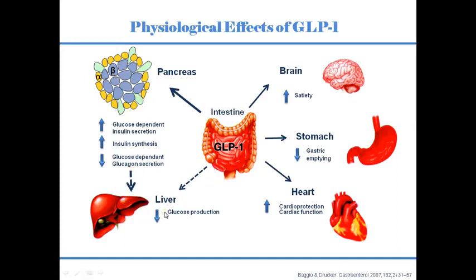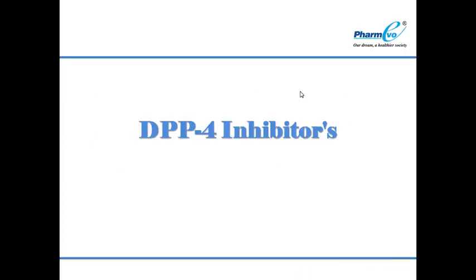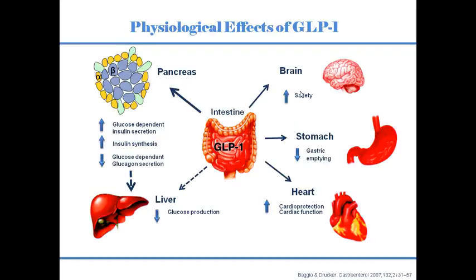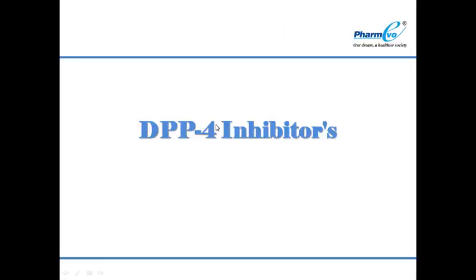This GLP-1 also has an effect on the liver and decreases glucose production. It acts on the brain and causes satiety, so the man thinks that he doesn't need to eat more. Not only that, it also affects the stomach, where it decreases gastric emptying. So when there is decreased gastric emptying, the stomach is full, so the patient feels satiety, and that's why he doesn't take more meal. It has also been found to have a cardioprotective function. So this is the incretin effect, the GLP-1, the rocket science of the new drugs of diabetes.